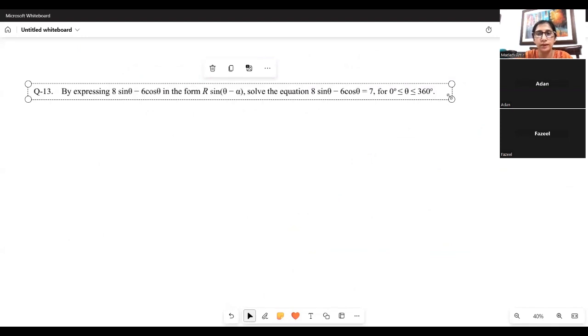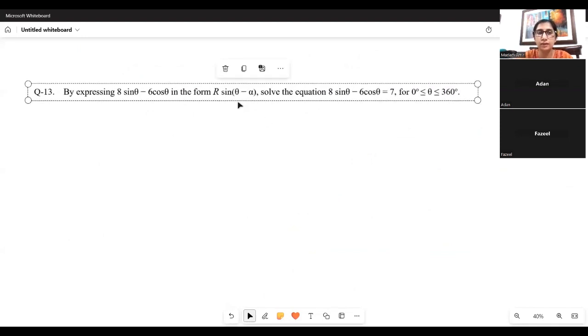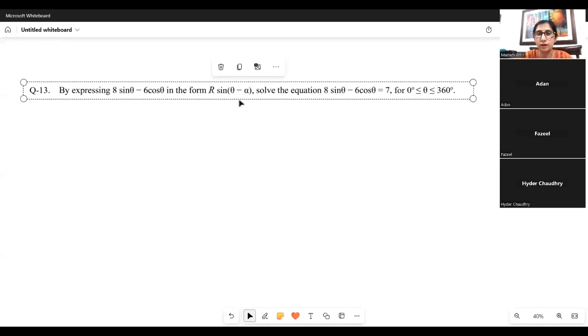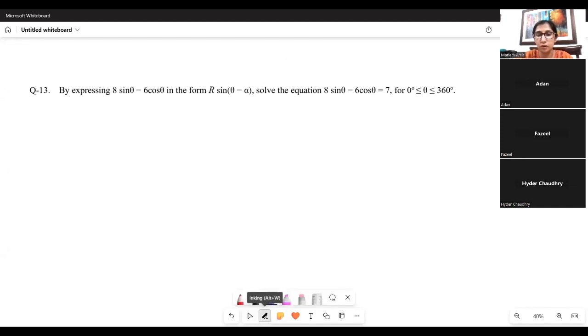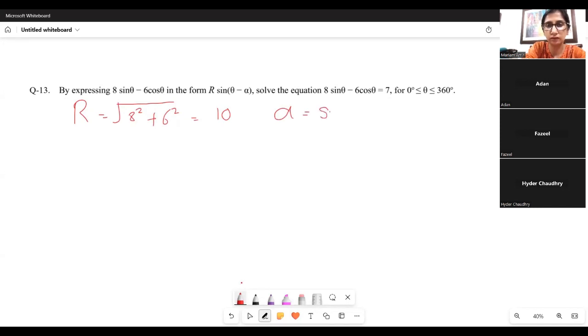By expressing 8 sine theta minus 6 cos theta in the form r sine theta minus alpha, solve this equation. Okay, so we already know how to change the form. R is equal to square root 8 square plus 6 square, which is, I believe, 10. And then alpha is going to be tan inverse b by a, which is 6 by 8. Sorry, tan inverse, not sine inverse.